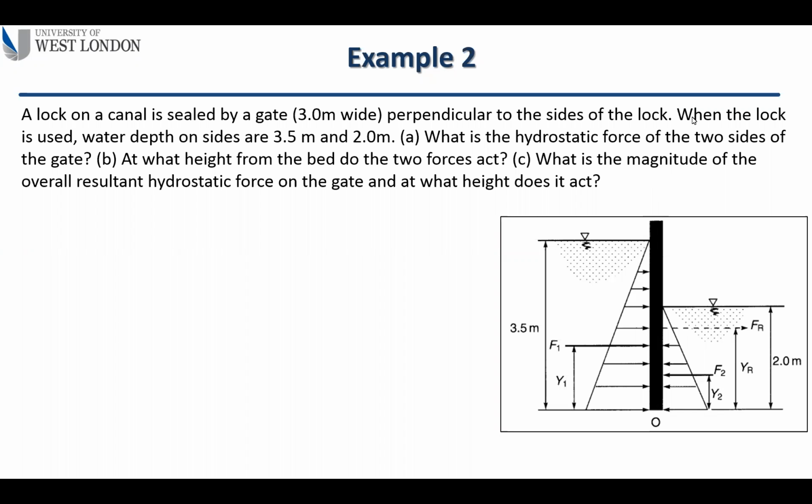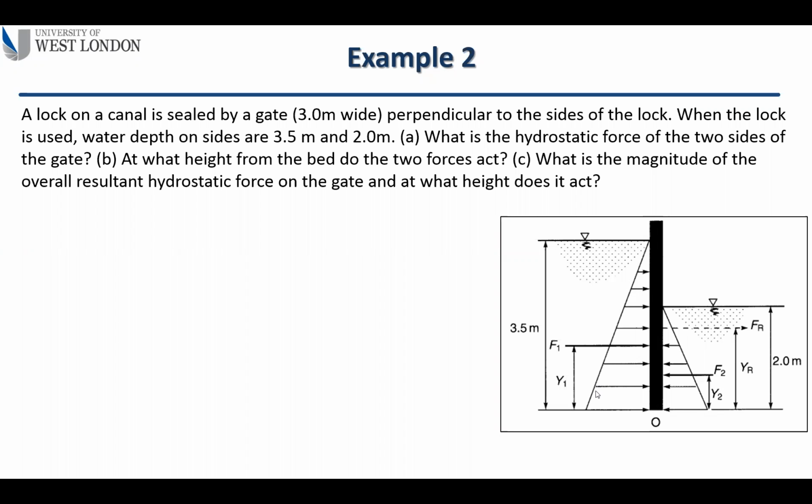And here we know that when the lock is used, water depth on both sides are 3.5 meters on the left-hand side and 2 meters on the right-hand side. Okay, that's the assumption. So the question here is what is the hydrostatic force of the two sides of the gate? So we just need to calculate the hydrostatic force. So here we can see the distribution of the pressure.